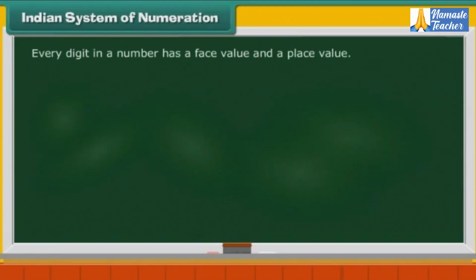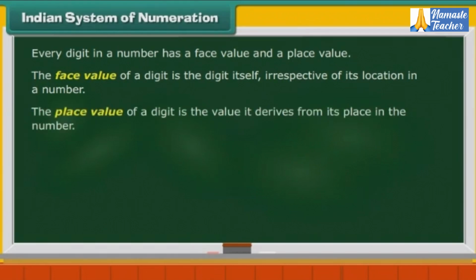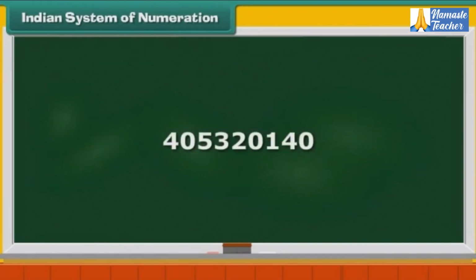Every digit in a number has a face value and a place value. The face value of a digit is the digit itself, irrespective of its location in a number. The place value of a digit is the value it derives from its place in the number. The place value chart makes it easy to read a number. Let us see how.